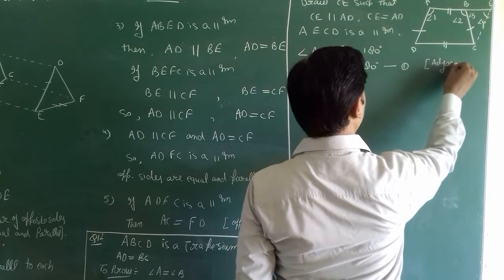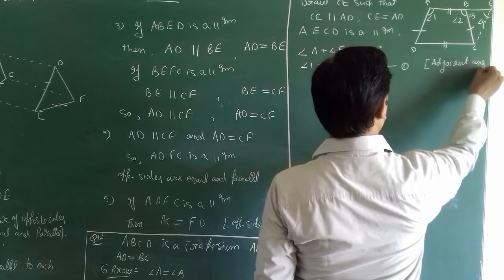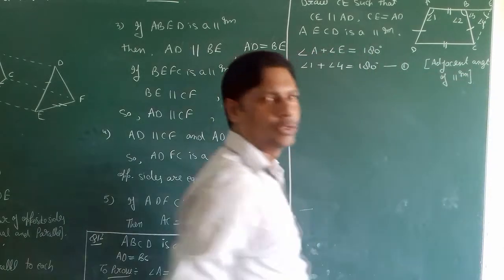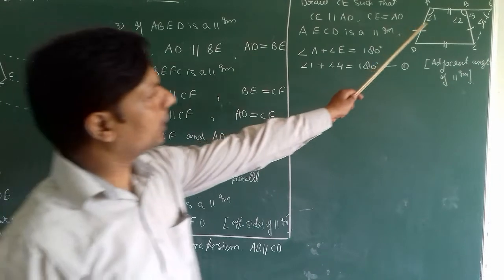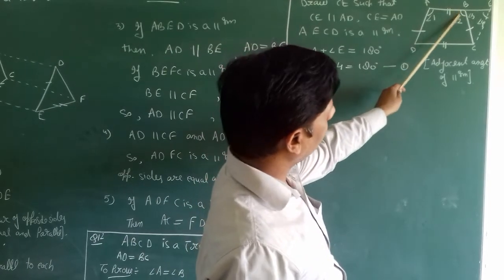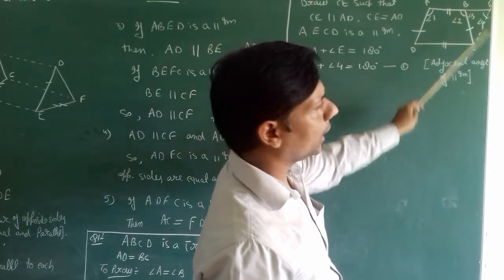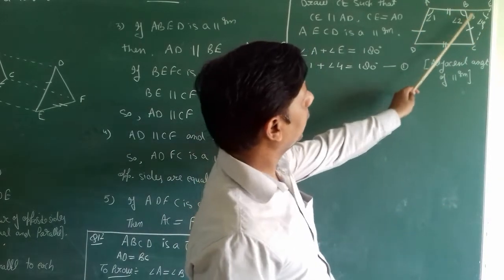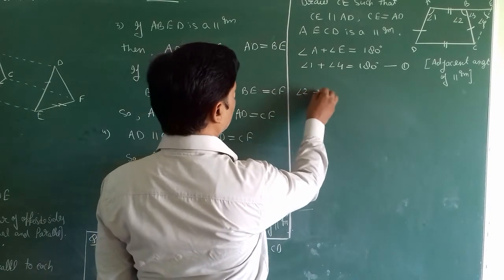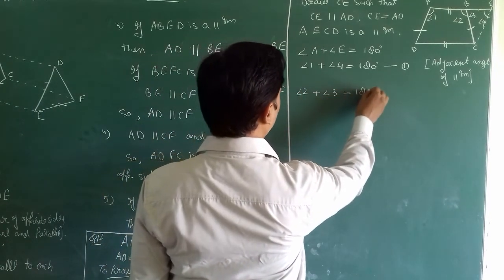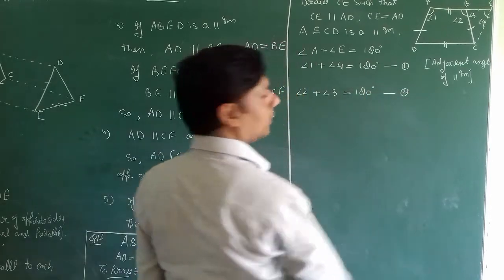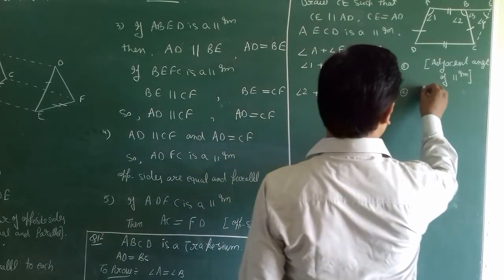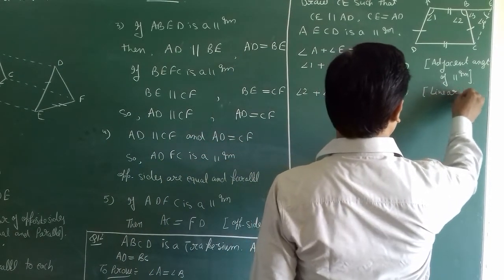Adjacent angles of a parallelogram. Right, students? Now, if you see this figure carefully, then you will observe angle 2 and 3. These two are linear pair angles because ABE is a straight line. So, angle 2 plus angle 3 is equal to 180 degrees. Number 2. Why? Because of linear pair. Right, students?